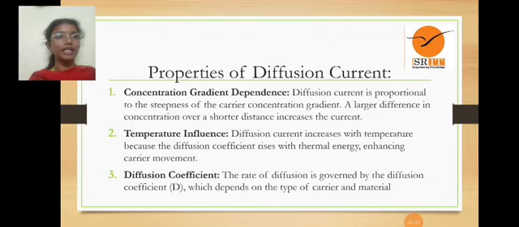Next, properties of the diffusion current. Concentration gradient dependence: diffusion current is proportional to the steepness of the carrier concentration gradient. A large difference in concentration over a shorter distance increases the current. Second, temperature influence. Diffusion current increases with temperature because the diffusion coefficient rises with thermal energy, enhancing carrier movement. Third, diffusion coefficient.